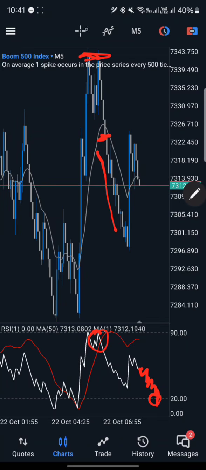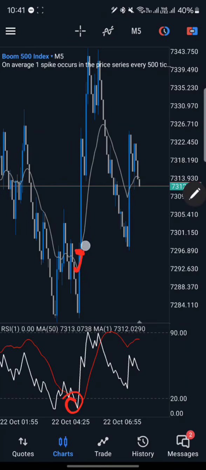Same thing with the buy, we have a crossover over here. What do we wait for? Candle to close above this moving average. We enter our buy all the way up. Profits once we've reached level 90. We then go ahead and we take our profits.